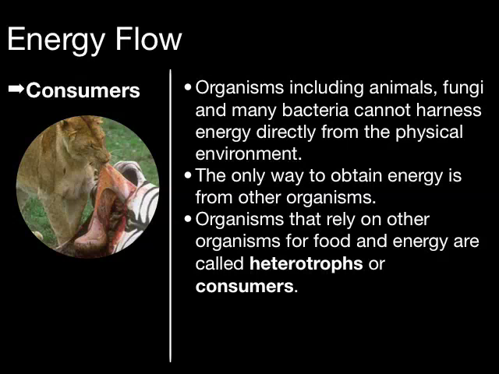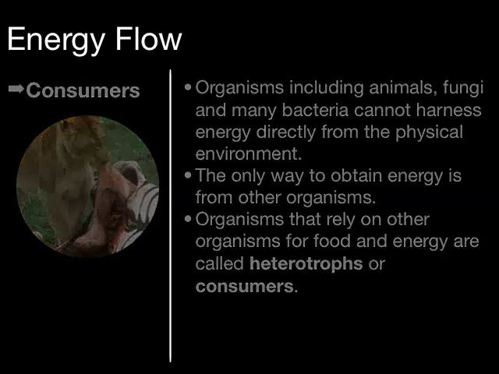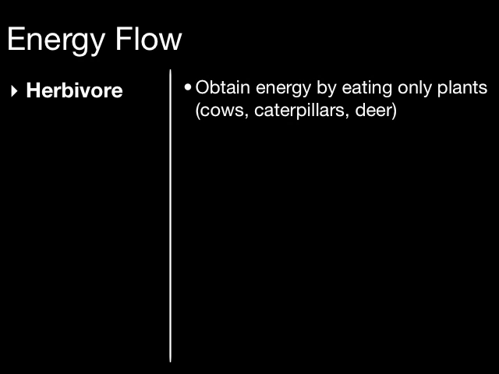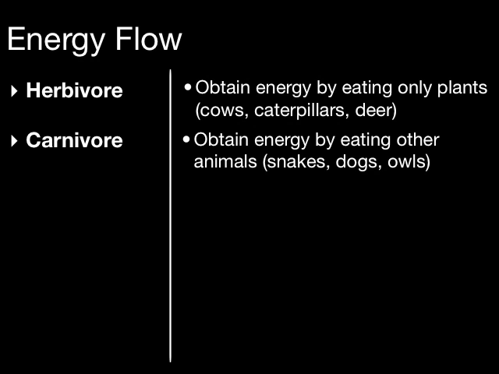There are several different types of consumers, and we're going to go through each one of them in a little bit more detail so that you have a better understanding about these different types of consumers and the things that they eat. There are 5 different types of consumers: herbivores, carnivores, omnivores, detrivores, and decomposers. A herbivore obtains energy by eating only plants. Things like cows, caterpillars, and deer are really good examples of herbivores.